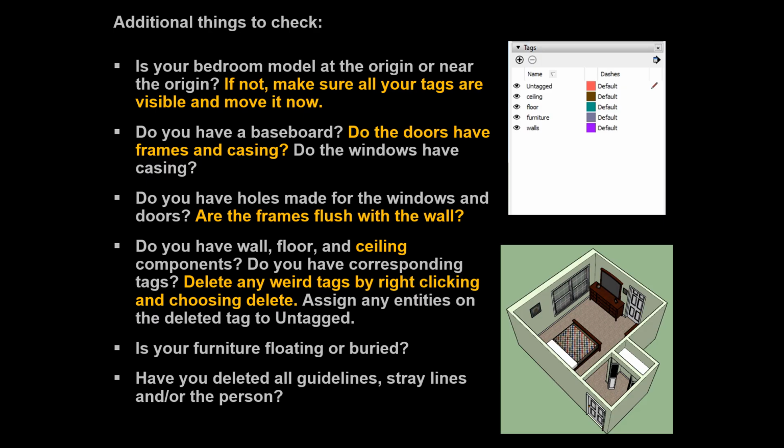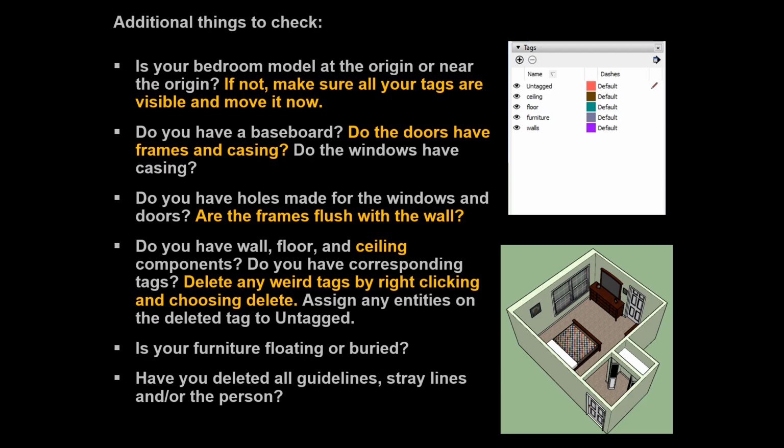Is your furniture floating or buried? I know sometimes when people bring things in from the 3D Warehouse and put them in the model, they're not quite where you expect them to be. So it's always good to zoom up and make sure you've got them sitting on the ground. It will show up strange when you create a rendering and all of a sudden the shadows don't look quite right because the furniture is floating.